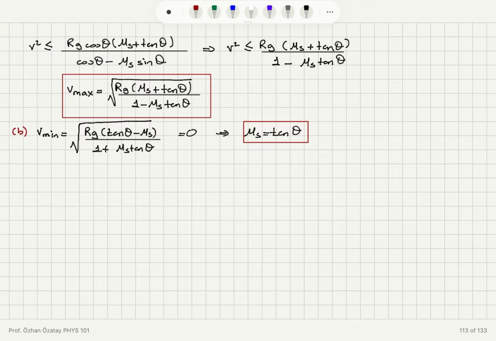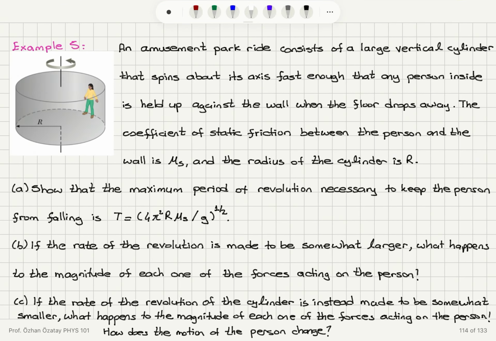Now we're going to look at one more example. An amusement park ride consists of a large vertical cylinder that spins about its axis fast enough that any person inside is held up against the wall when the floor drops away. The coefficient of static friction between the person and the wall is mu s, and the radius of the cylinder is capital R.